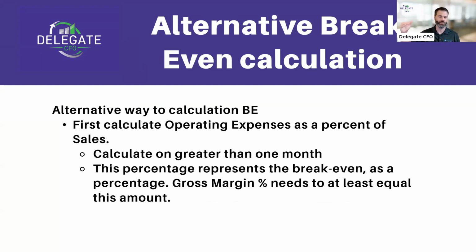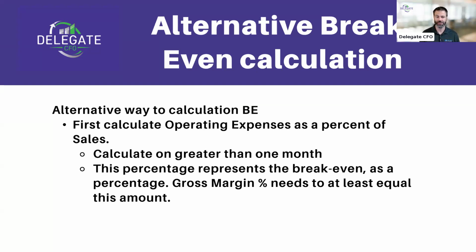You have sales minus cost of goods sold equals gross margin. Then everything below that is operating expenses. We're going to assume we don't have any other expenses, so everything is operating expense. So you want to calculate what that percent is of total sales.